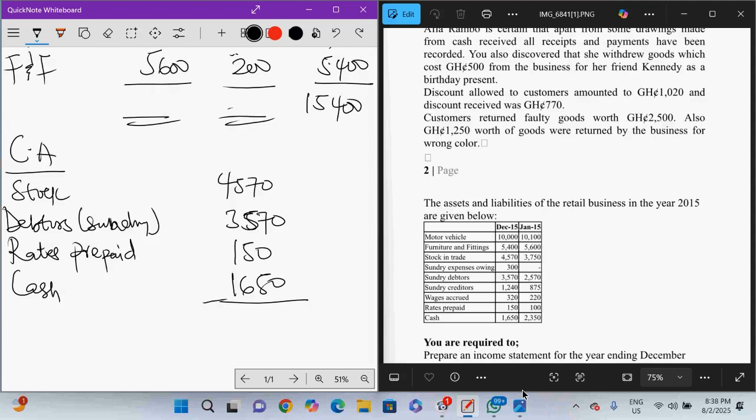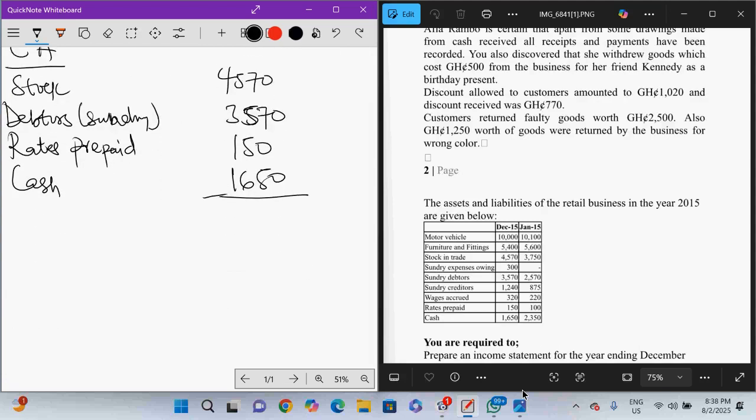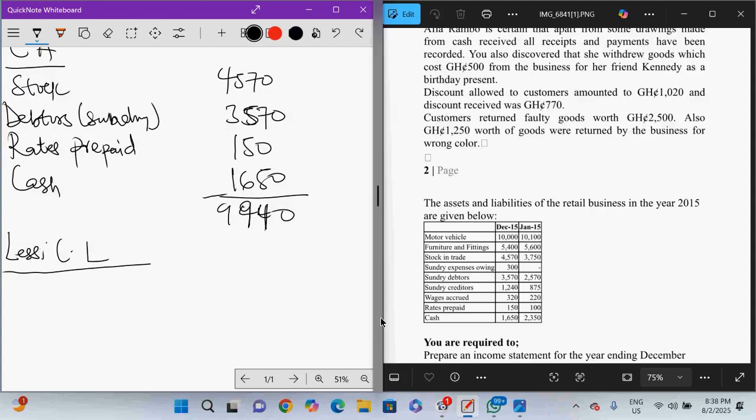Alright, so what is the total? Then we come to less 9940. Then the less current liabilities. Current liabilities, what do they have? Sundry creditors.